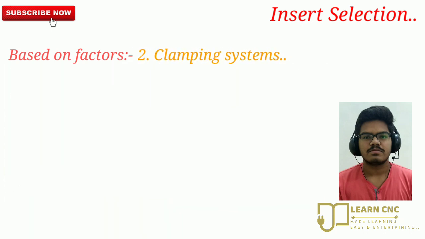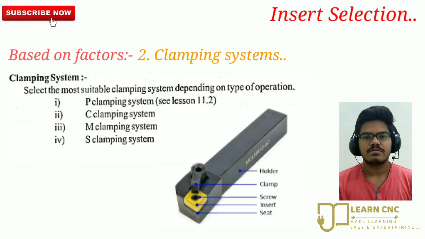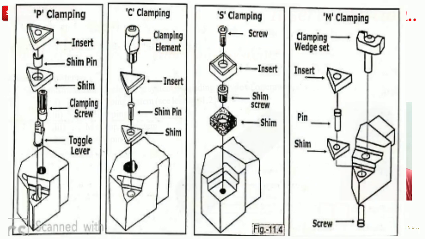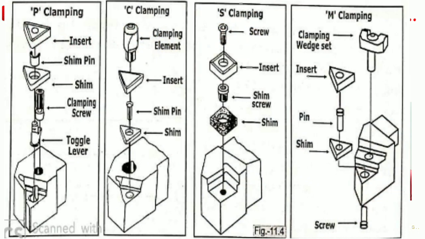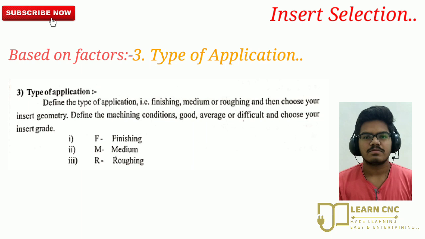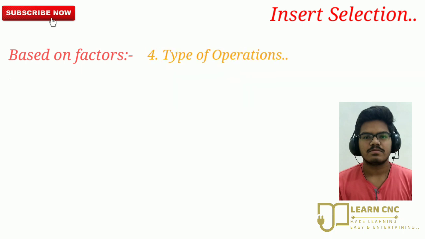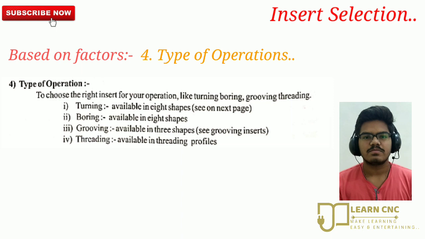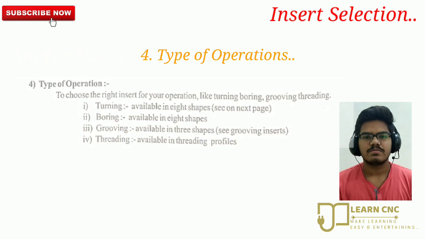The second criterion for selection is the clamping system. There are different clamping systems such as P clamping, C clamping, M clamping and S clamping system for clamping the inserts to the tool holder. Then the third criterion is type of application: F for finishing, M for medium and R for roughing. Then the fourth criterion is type of operation. Turning is available in 8 shapes, boring in 8 shapes, grooving in 3 shapes and threading in thread profile. So what are these shapes? We will study it next.